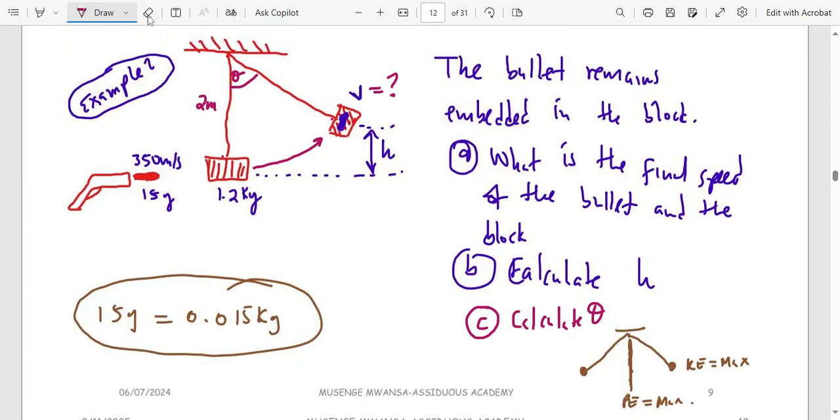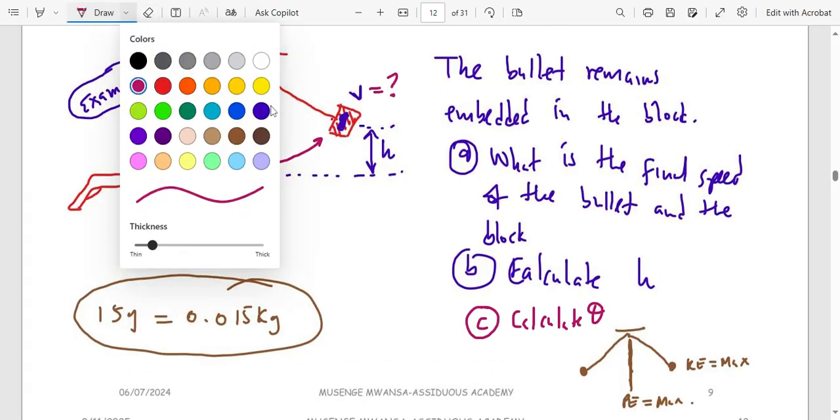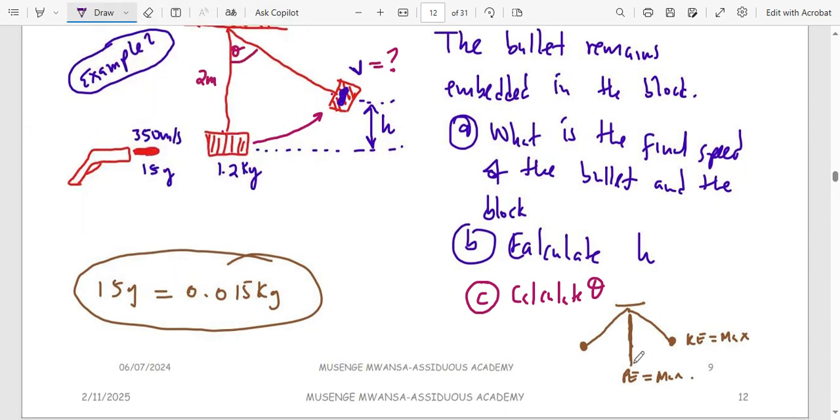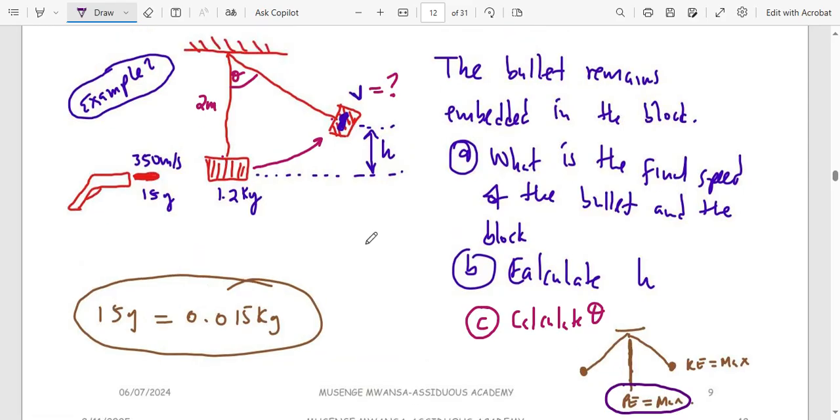Now, one thing you need to know when you are talking about something that is moving like this: the energy at the bottom here is only kinetic energy. Every time you don't have height, you only have kinetic energy. And then by the time the object is at this maximum point, all the kinetic energy has been converted to potential energy. That's what you need to know. Very, very important principle.